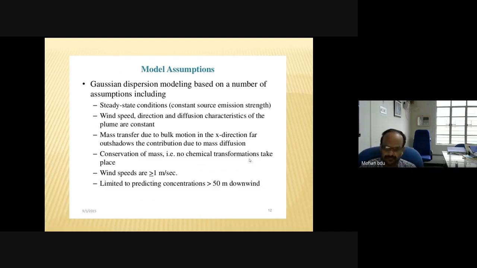That means the pollutants within the plume do not react to each other and it remains inert. The model considers that it remains as such from the source to the receptor location. And also the model assumes that wind speed is above a certain value. Our model works only for wind speed above 1 meter per second. And also most of the models are limited to 2 kilometers from the source, and beyond that the model cannot predict the correct concentration. So it is limited to that.